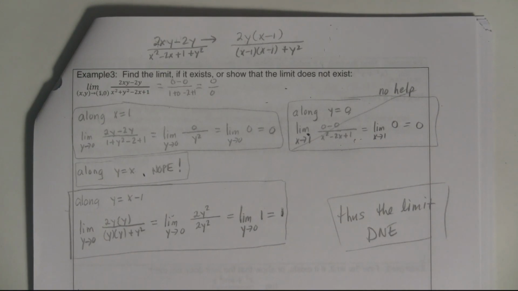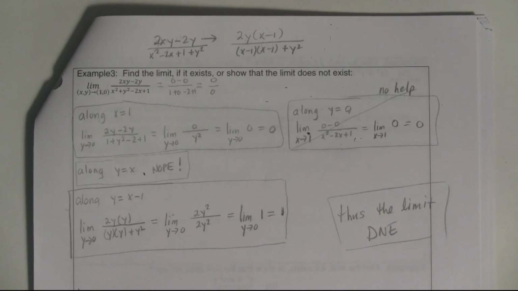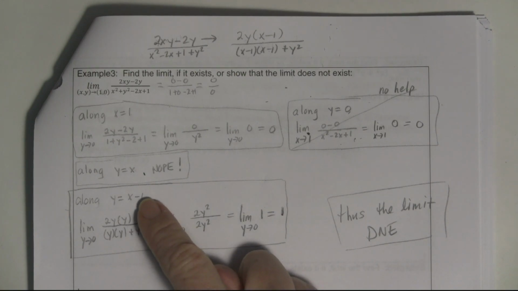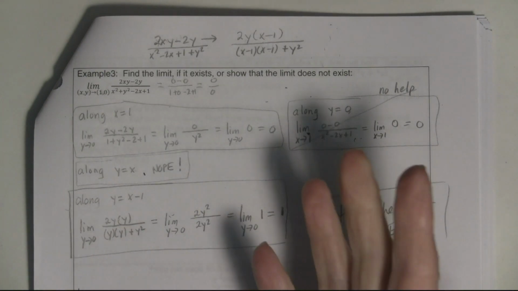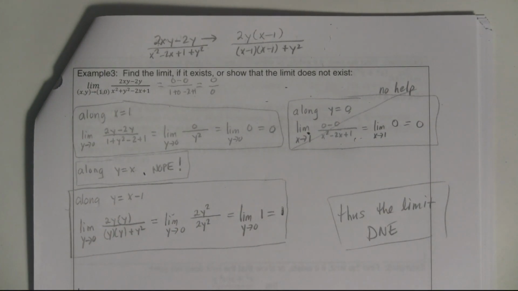So that's the two-path approach. It's only helpful when the limit doesn't exist, because you can then show that two paths have a different limit. And so that's the only time it's helpful. If you want to try this by replacing all the y's with x minus 1 and then letting x go to 1, you'll get the same result. And you certainly can. That'd be great.